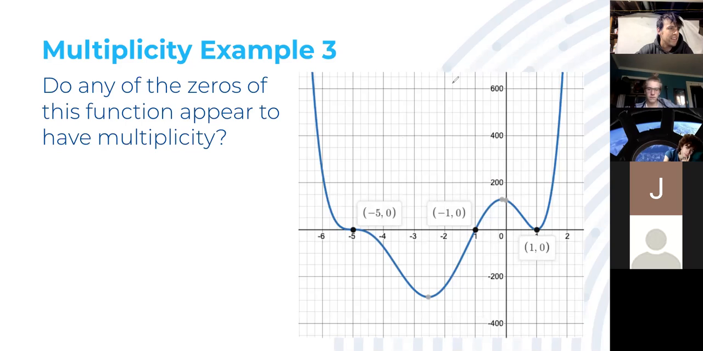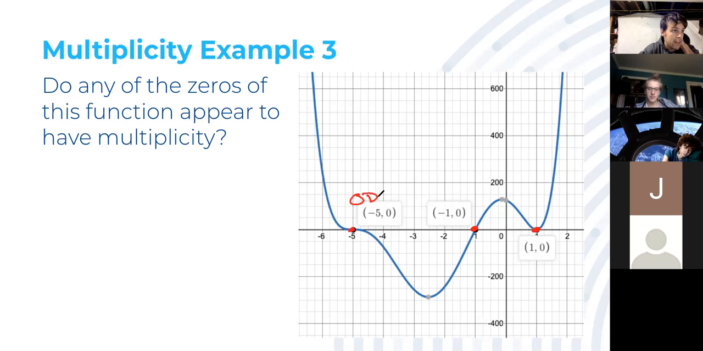All right, multiplicity example. Here's a pretty crazy looking polynomial. There's a lot of turns and wiggles and bounces and all kinds of things going on. We're looking at our zeros. There are 3 of them. There's this one right here, this one right here, and this one right here. Just looking at them, I can see 3 different things.